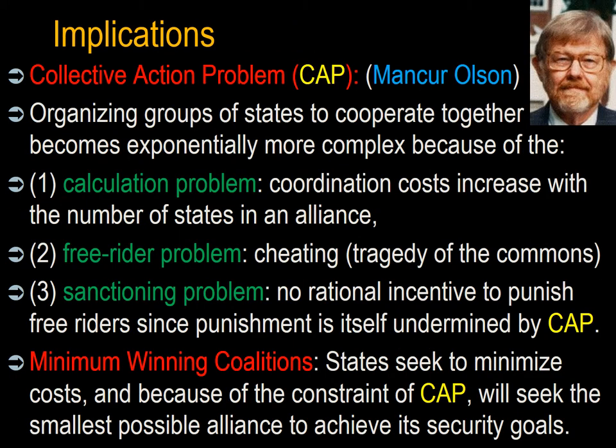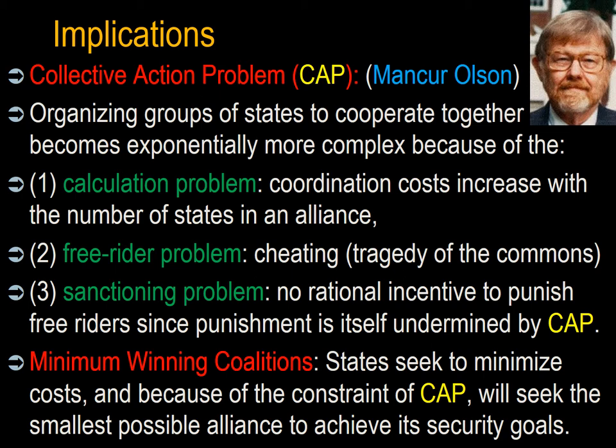So what are some of the implications? Well, the main implication is on the collective action problem. This is a theory by economist Mancur Olson. Organizing a group of states to cooperate together becomes exponentially more complex because of a number of problems. The first one is the calculation problem. Coordination costs increase with the number of states in an alliance.